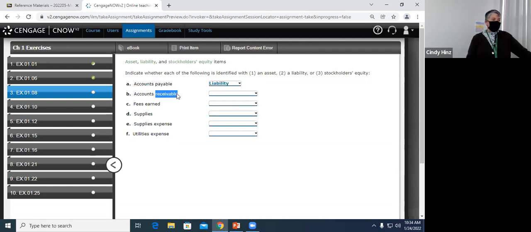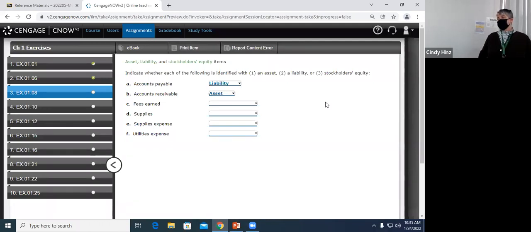A receivable is exactly the opposite of a payable. It means someone owes us and they will pay us later. So the opposite of a liability is an asset. Anytime you see receivable, it means somebody owes us. We've allowed someone maybe to buy on credit.